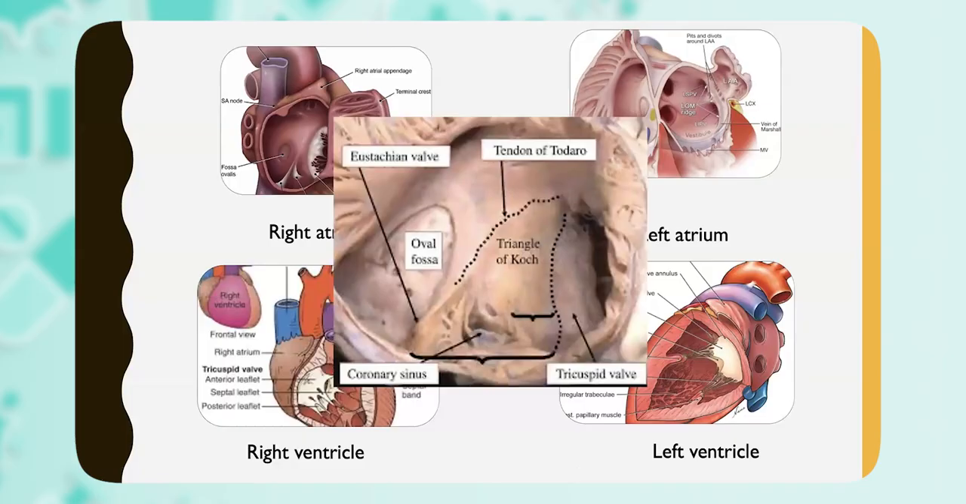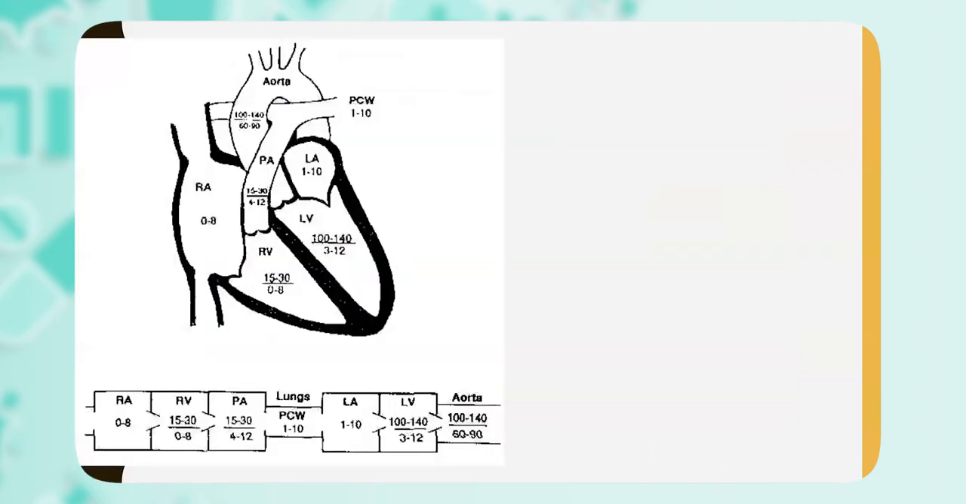I just mentioned that the AV node lies in the endocardial surface. It is bordered by the coronary sinus opening on one side, the tricuspid valve leaflet on one side, and there is a tendon of Todaro, a ridge. This is called the triangle of Koch, which is the site of the AV node. This is also very important in electrophysiology for ablation procedures. Now coming to this pressure diagram, the pressures and saturations of all the large vessels and all the chambers of the heart have to be memorized quite well.